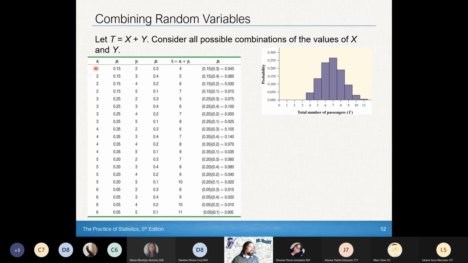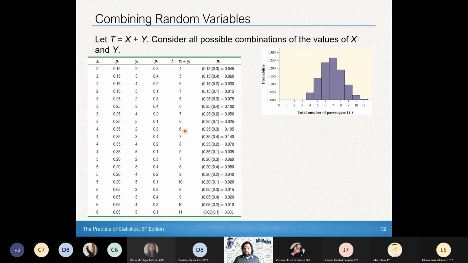So what we're showing here is we could have 2 passengers for Pete and 2 passengers for Aaron, a total of 4 passengers. The probability of 2 passengers here and 2 passengers here is the product of the probabilities of having 2 passengers in each: 0.15 times 0.3 gives us that probability of having 4 passengers. Notice that there's only one way to get 4 passengers, but we get 5 passengers in 2 different ways, 6 passengers in a few different ways, and so on. So this is showing each possible combination.